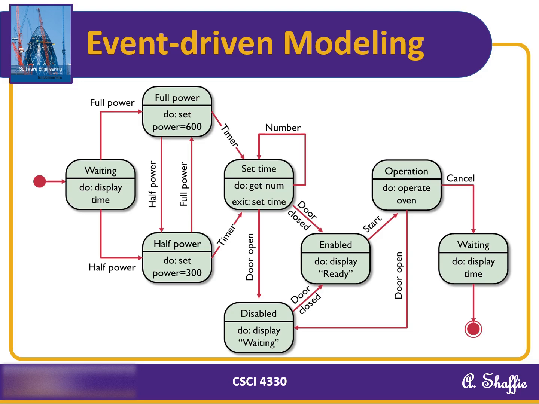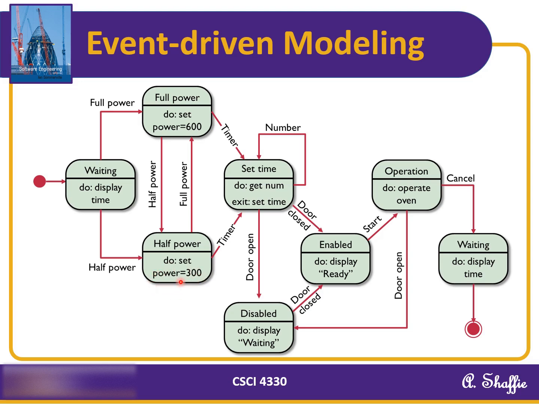On this slide, we have an example of a state diagram for a simplified microwave oven. I won't go through all the states, but let's look at a few key examples to understand how this works. We start here at the waiting state, where the oven displays the time. When a switch is pressed to select either half power or full power, you will go to the corresponding state and set the power to the appropriate value. If it is full power, for example, it will set the power to 600. If it is half power, it will set the power to 300.